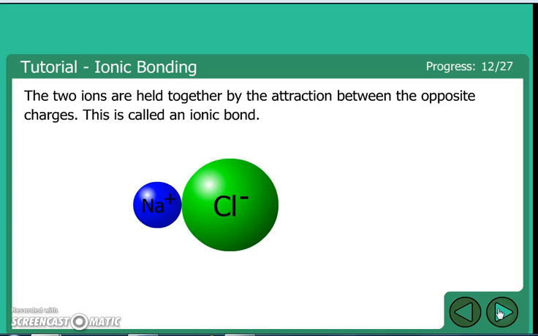The two ions are held together by the attraction between the opposite charges. This is called an ionic bond. Now you can answer question number 16.